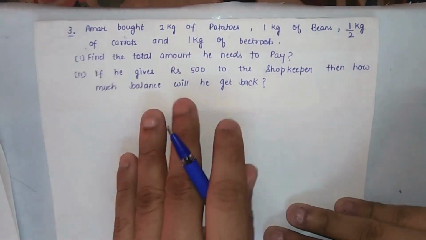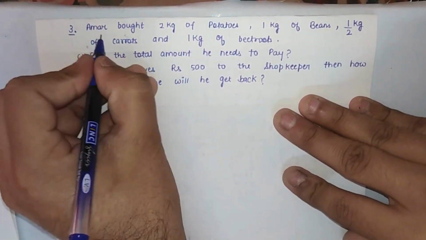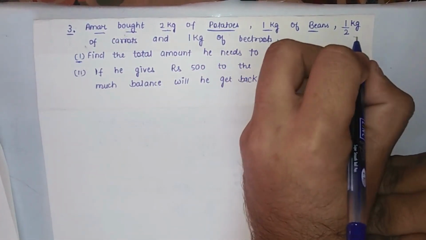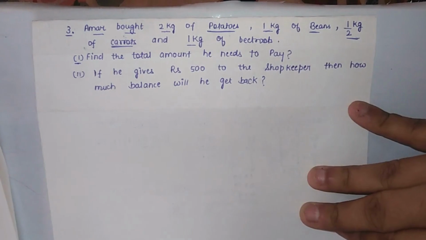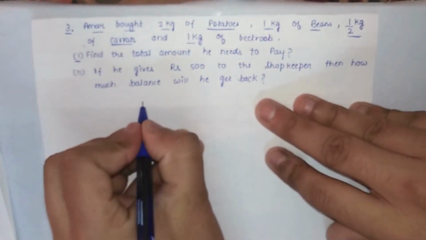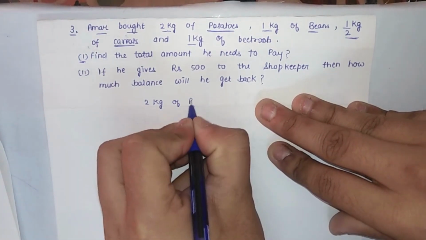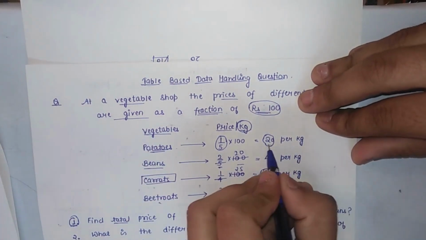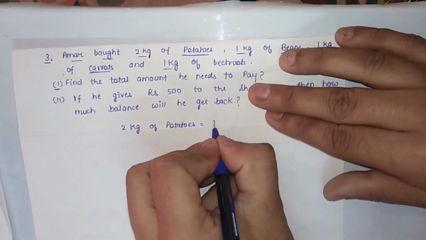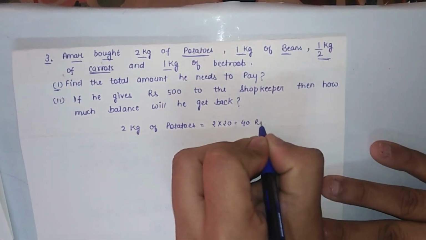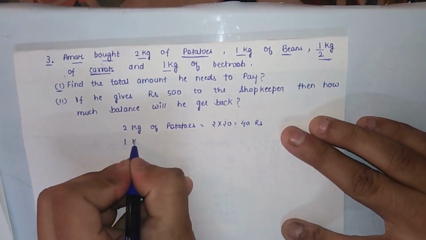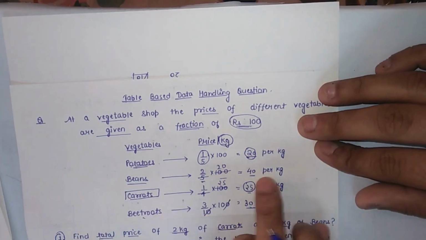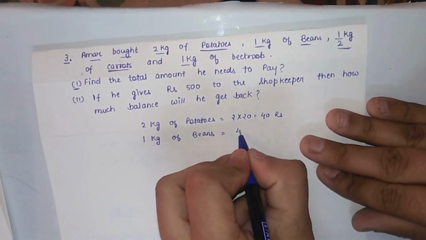Let's take a look at question number 3. In this question, there are two parts. First let's read the question. Amar bought 2 kg of potatoes, 1 kg of beans, half of kg of carrots, and 1 kg of beetroots. Let's calculate all these prices first. 1 kg of potato costs rupees 20, so 2 kg of potato will cost 2 times 20, which is 40 rupees. Similarly, he bought 1 kg of beans. If we take a look at the table, 1 kg of beans costs rupees 40.